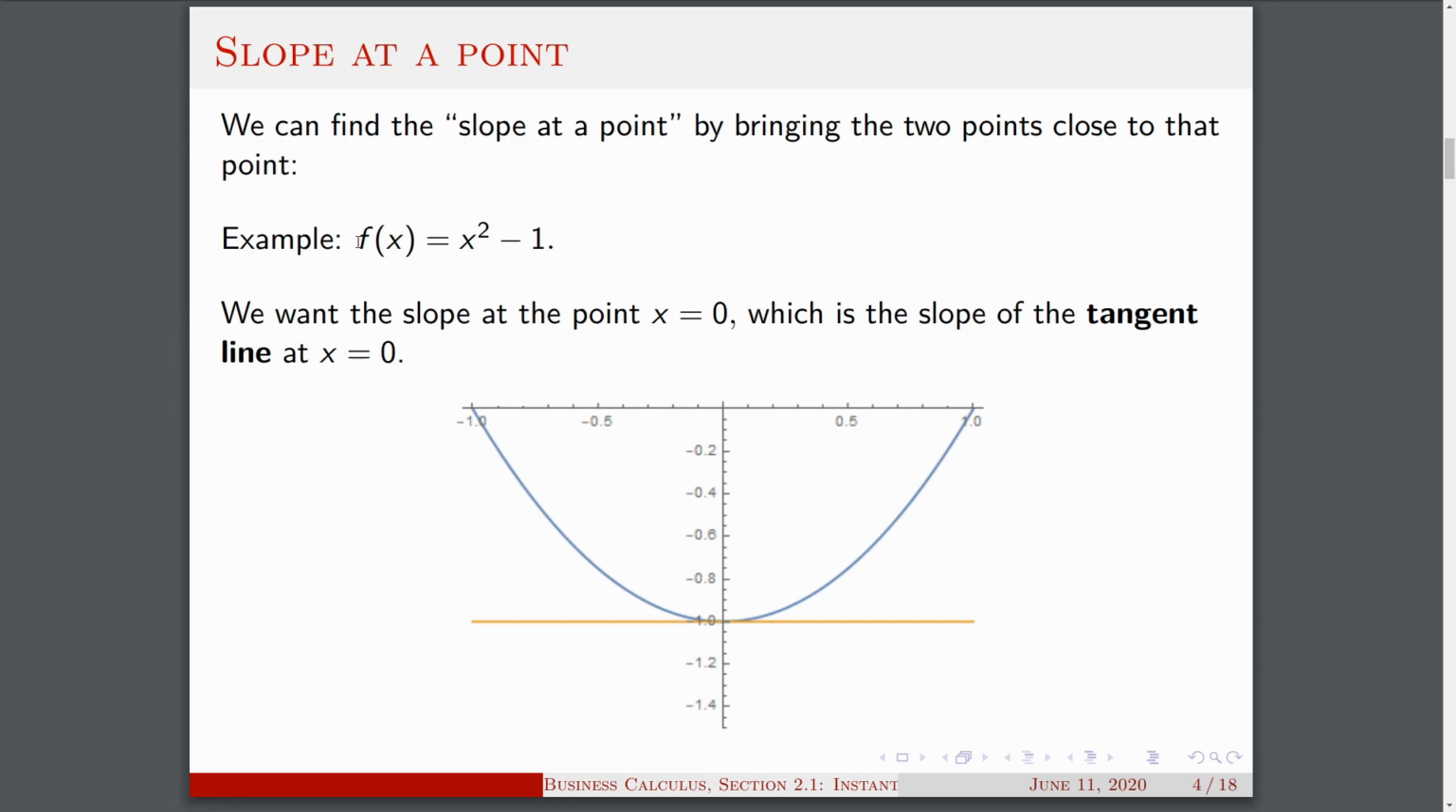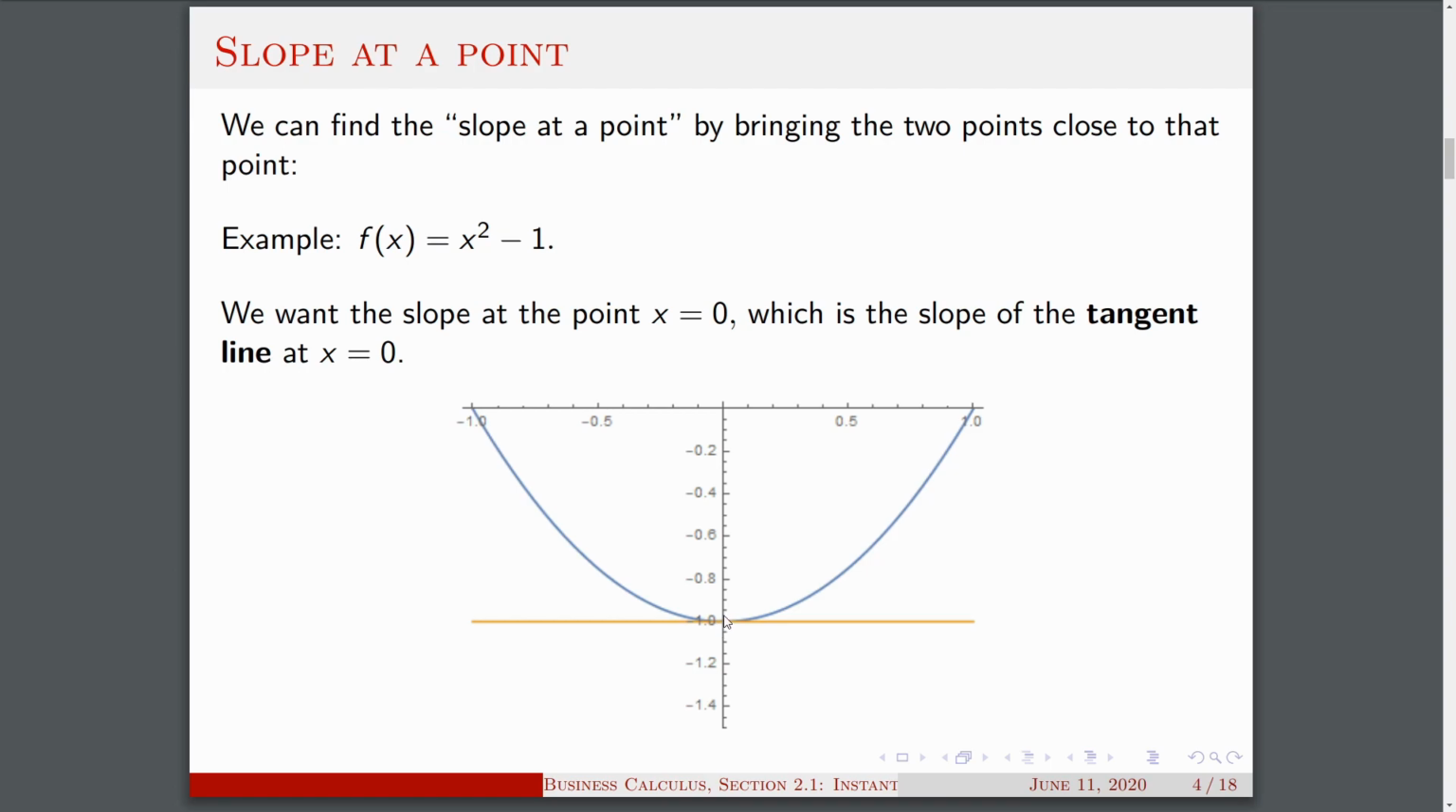For example, let's say we have the function f of x equals x squared minus 1. This is the graph of the function. It's an upward opening parabola. The y-intercept is minus 1. This is just the portion that we care about for the graph. And let's say we want to find the slope at x equals 0. So that's this point here, 0 comma minus 1, this point on the graph, and we want to find the slope at this point.